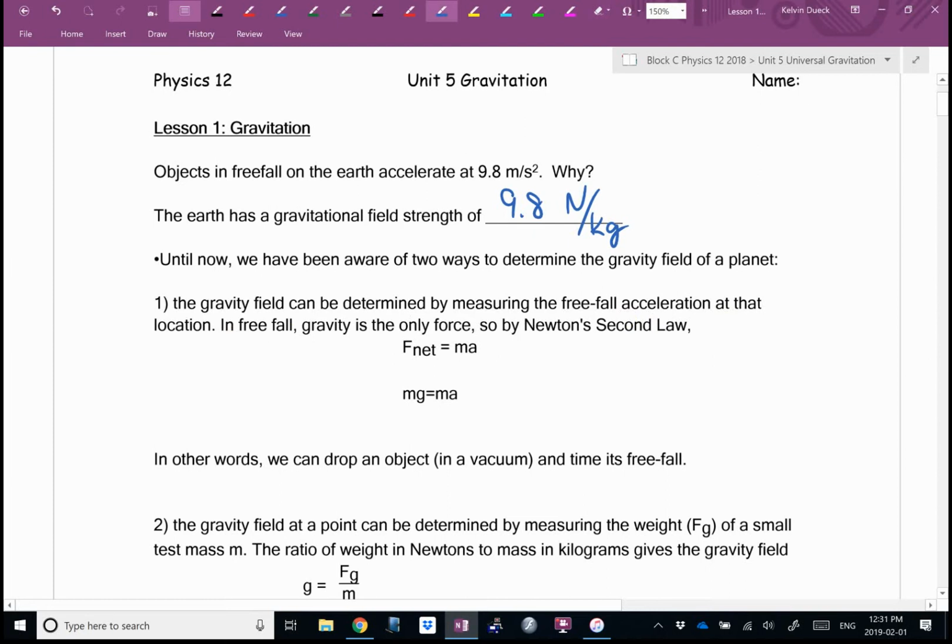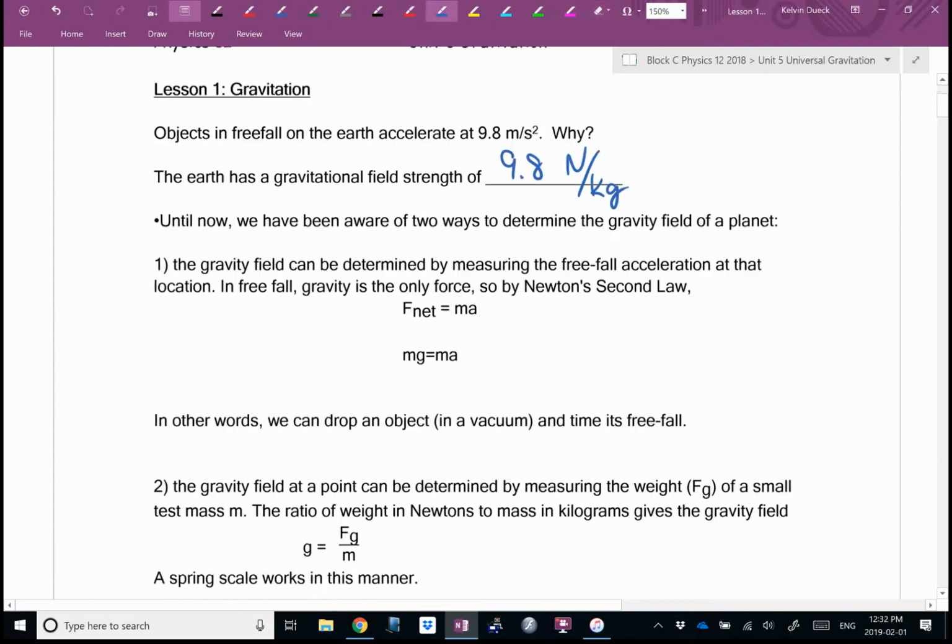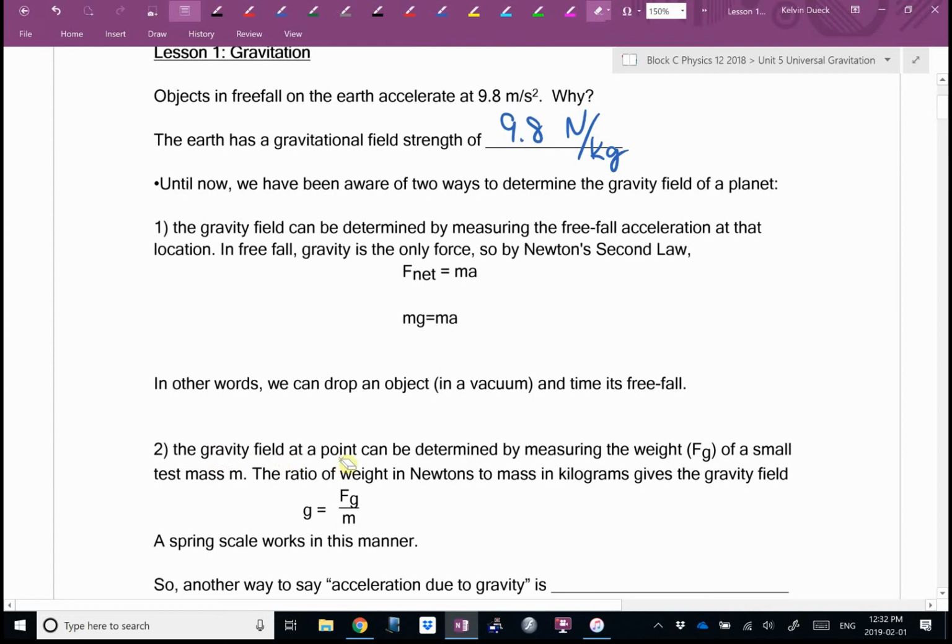So one way is that the gravity field can be determined by measuring the freefall acceleration at that location. If we had fancy computer timers, we would say F net equals ma, so mg equals ma. The m's would cancel. You get an acceleration exactly g, and we would get that 9.8 bang on with fancy electric eyes and computer timers. In other words, we can drop an object in a vacuum and time its free fall accurately. The second way is by finding the gravity field at a point by measuring the weight, mg, of a small test mass m, and the ratio of the weight in newtons to mass in kilograms gives the gravity field.